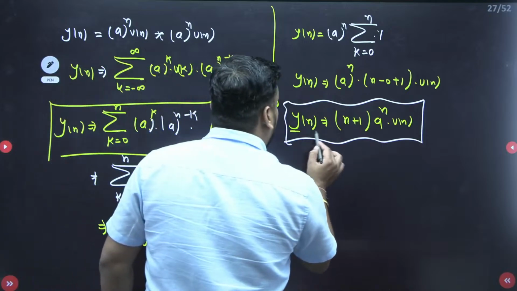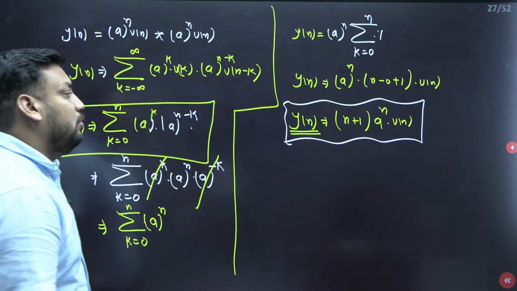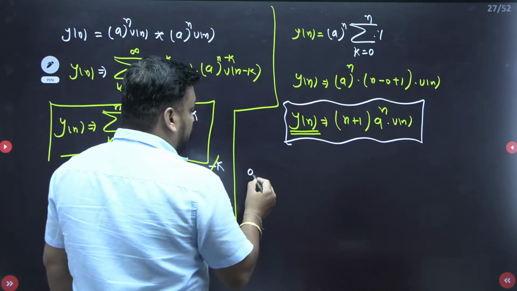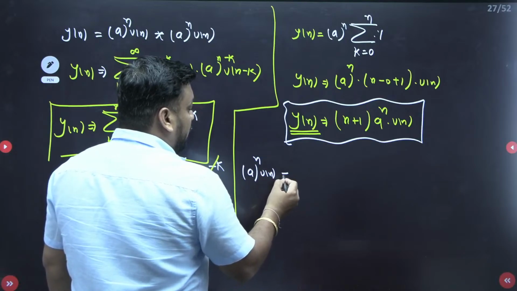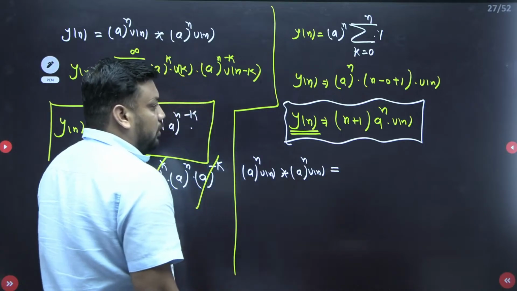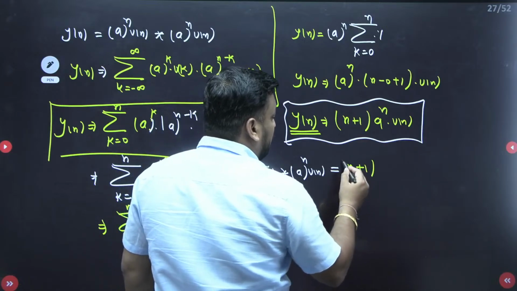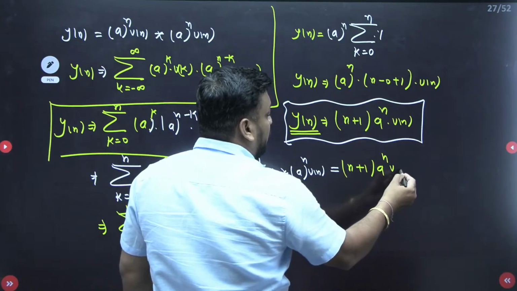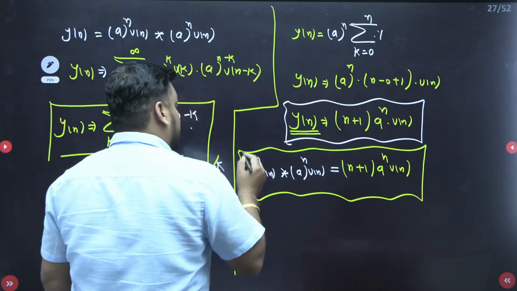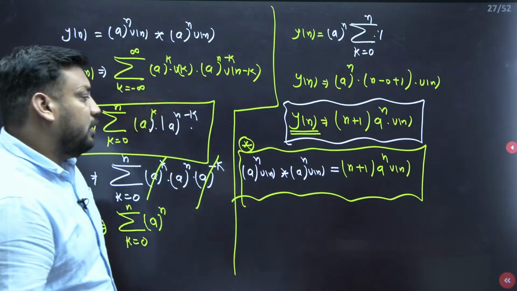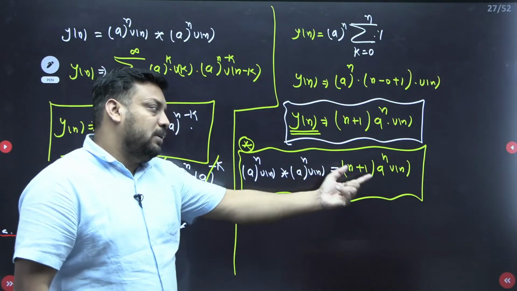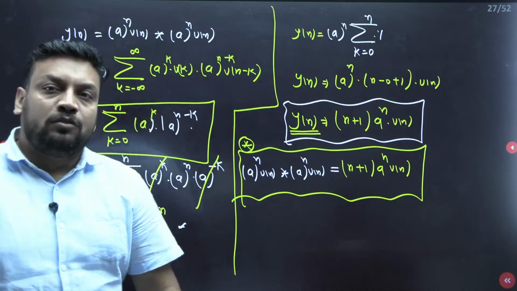So y[n] equals (n+1) a^n u[n]. Here a^n u[n] convolved with a^n u[n] is equal to (n+1) a^n u[n]. This will be your final answer. Every student just do reply fast. Is this clear? It means the same signal convolved with itself will give you (n+1) a^n u[n]. So now we have this result.